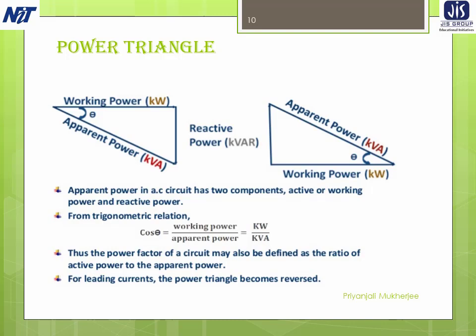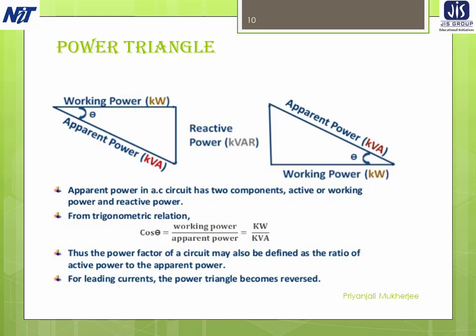Now, in the voltage triangle and the impedance triangle, we know that R, X and Z are related to each other, and the angle between Z and R in the impedance triangle is known as the phase angle of the circuit, and cos of this phase angle is known as the power factor of the circuit. And from that we can find the power triangle.